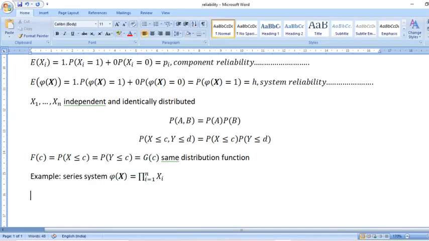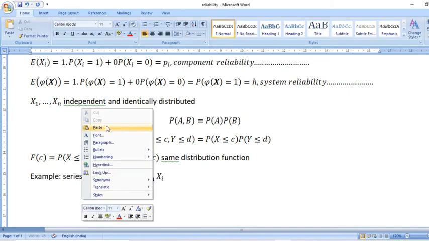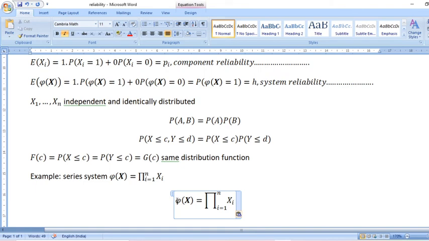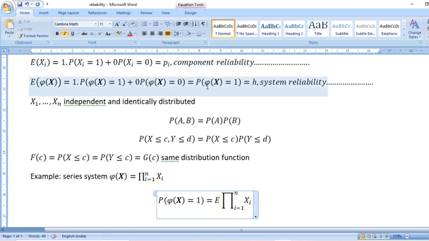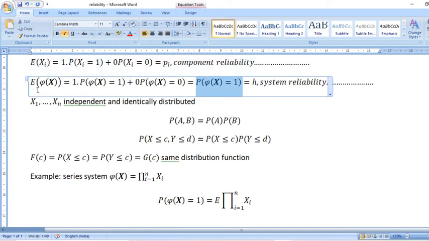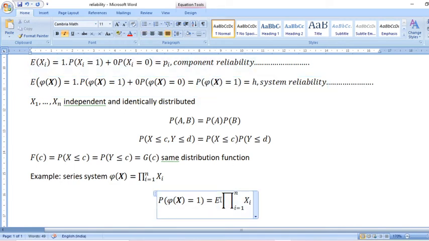So we can find out the system reliability as probability of phi of x equal to 1. That is expectation, because we have obtained the system reliability. Probability of phi of x equal to 1 is same as expectation of phi of x. So instead of probability we can write it as expectation. If x1, x2, xn are independent, we can take the expectation inside.